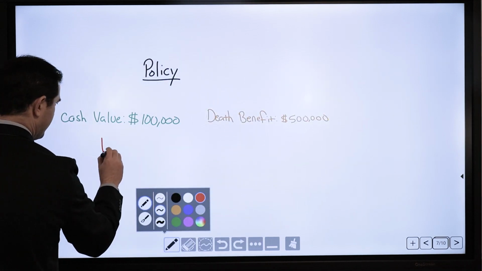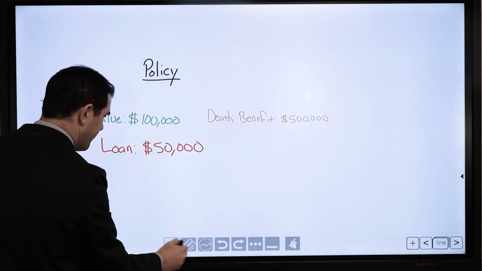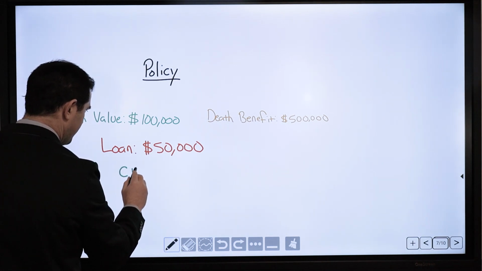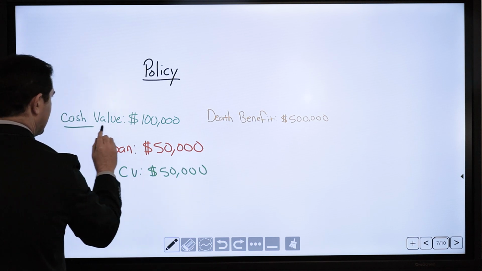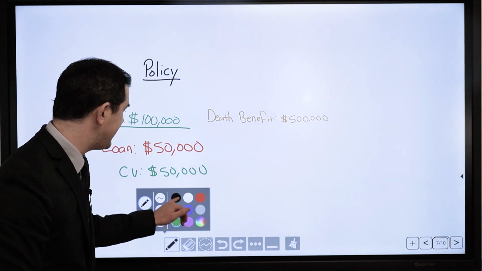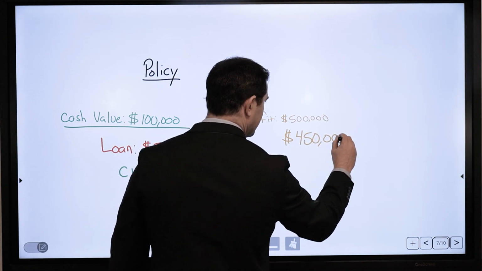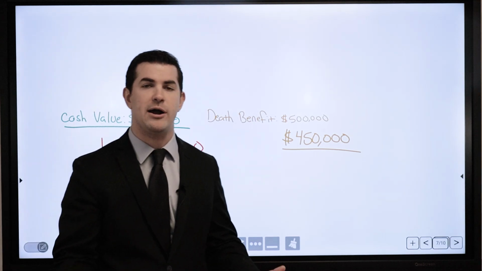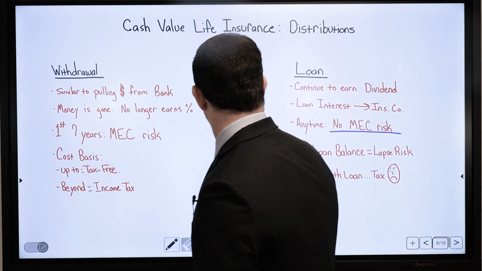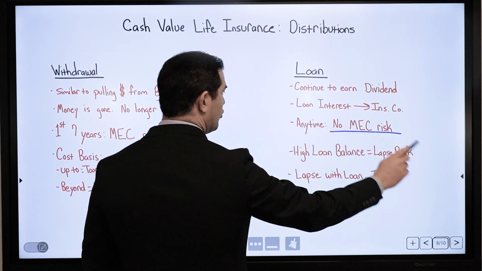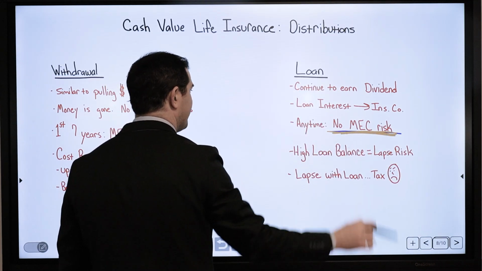Policy loan, $50,000. Your available equity, what you can borrow from the policy, would be $50K. Now again, you're still going to earn interest on the full $100,000 because you took a policy loan, but our death benefit will drop to $450,000. Anytime we take out a policy loan, our death benefit is going to be collateralized dollar for dollar by the insurance company. So, with this said, our death benefit will drop, and there's no MEC risk here with a policy loan because loans do not trigger a modified endowment contract.